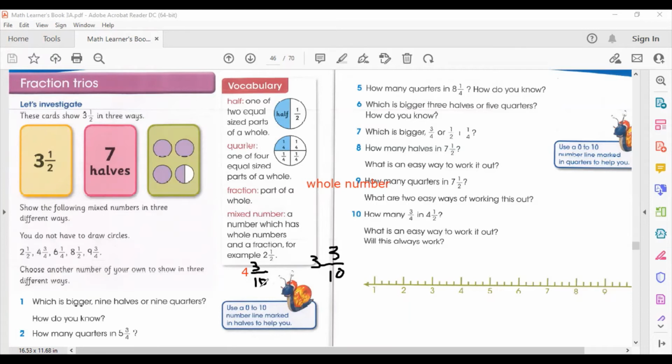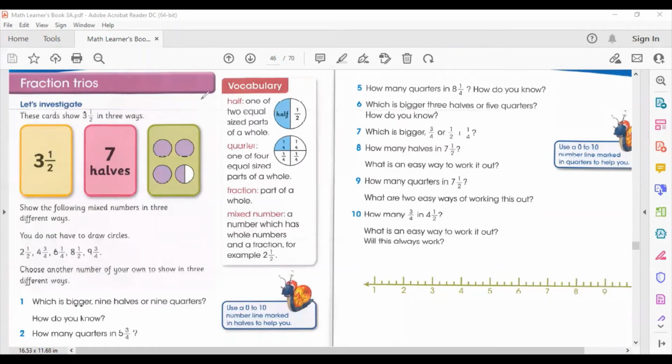How does a mixed number change into a fraction? We can change it. Just multiply this 4 by 10, 10 multiplied by 4, and then add the upper number to the answer. So what is it coming to? 10 multiplied by 4 is 40, plus 3, 43 by 10. So we can say we changed a mixed number into a fraction. It makes it easy for us to solve a fraction as compared to a mixed number.